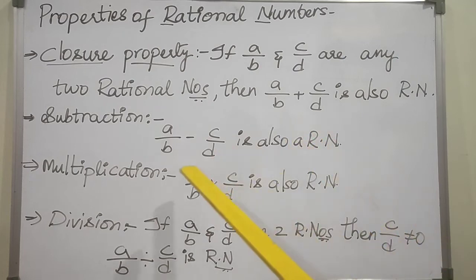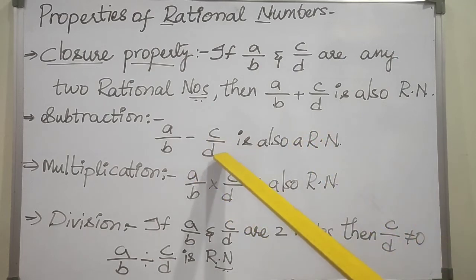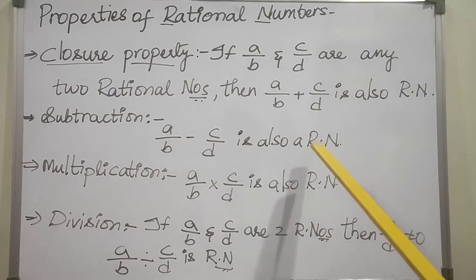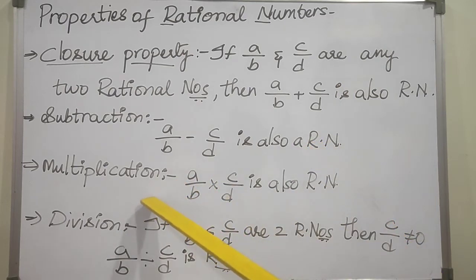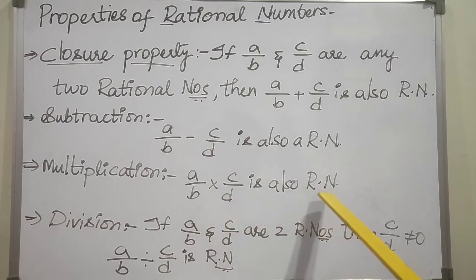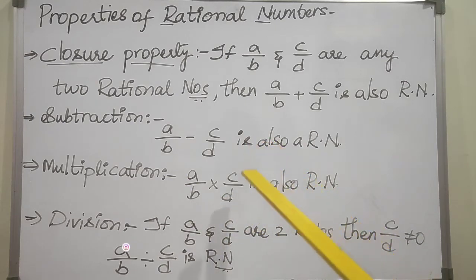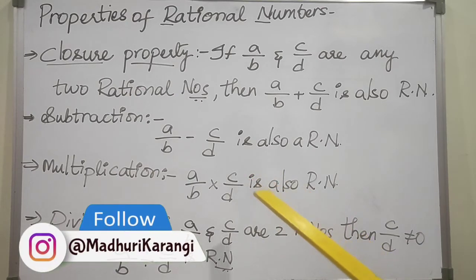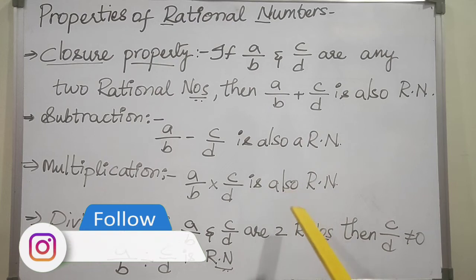Under subtraction, a by b minus c by d, the answer should also be a rational number. Then only it is closed under closure property. Now under multiplication, a by b into c by d is also a rational number. Then only this multiplication rule of closure property will be applicable, or closed, for the rational numbers.